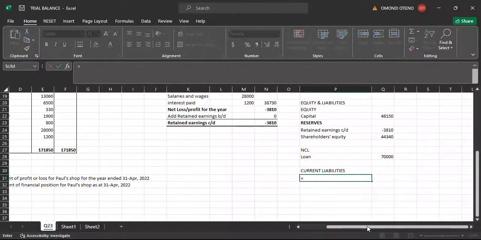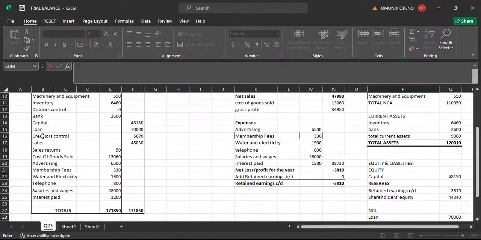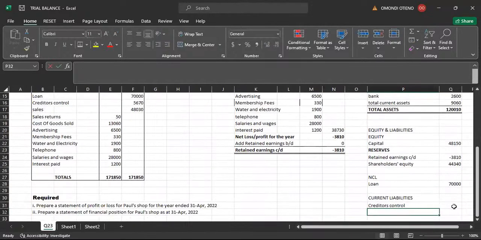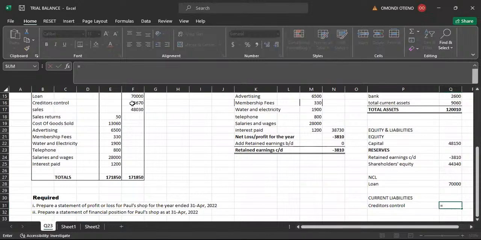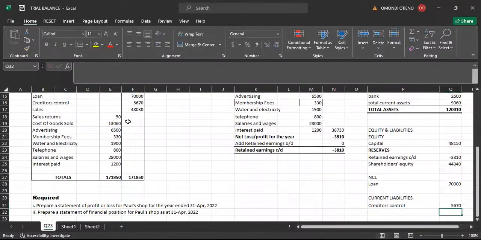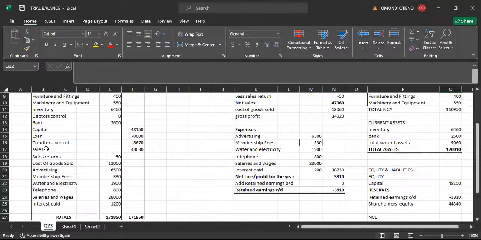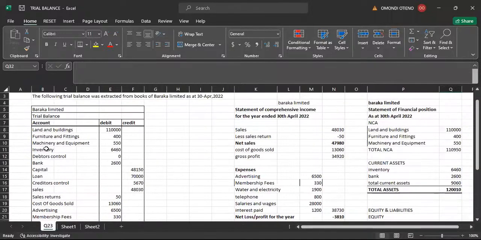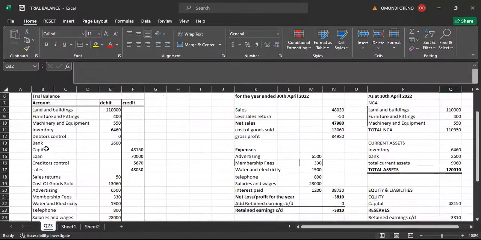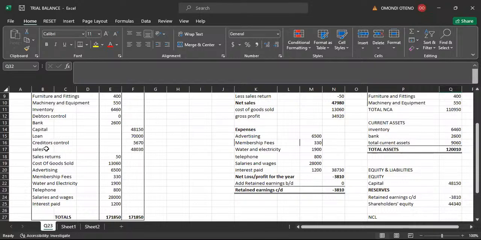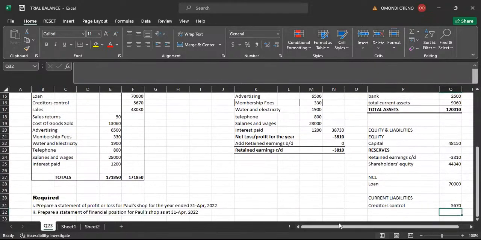So under current liabilities, we pick the figure that we are being given by Fozia here. The first item there is credit control, which is equivalent to 5670. Any other current liability? Of course, accrued expenses could have been placed there. Do we have any other that is remaining? Do you have any that I've skipped? I think we've captured all.